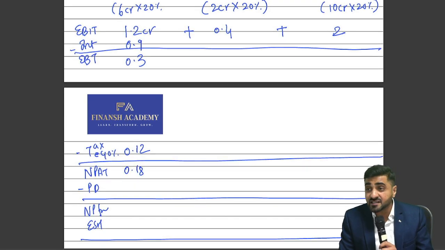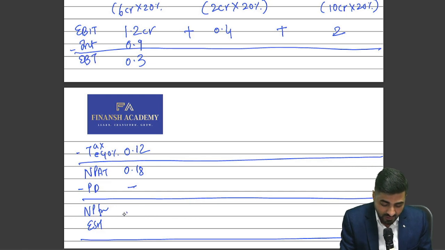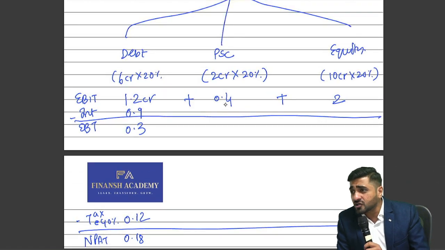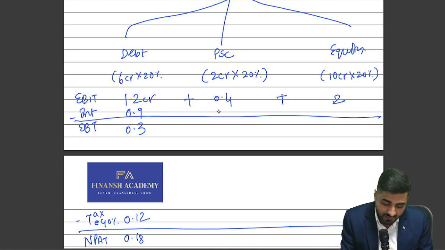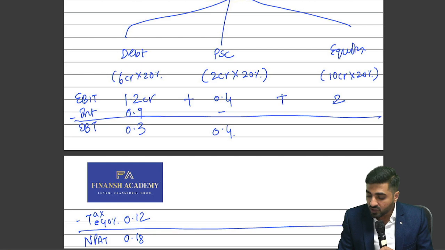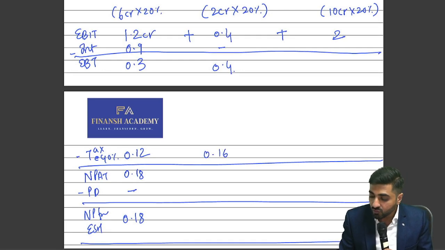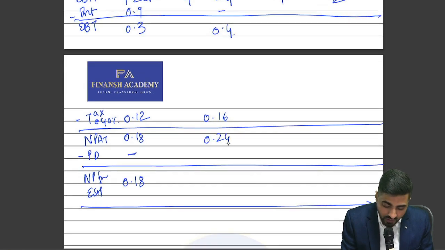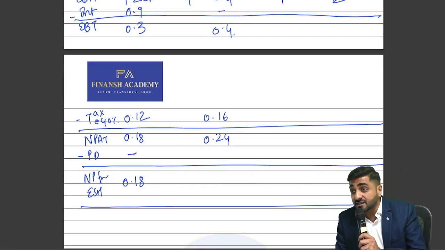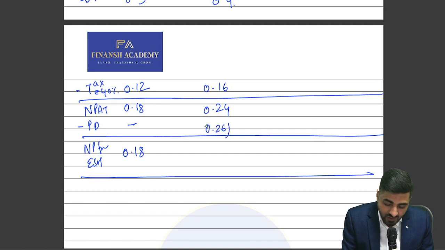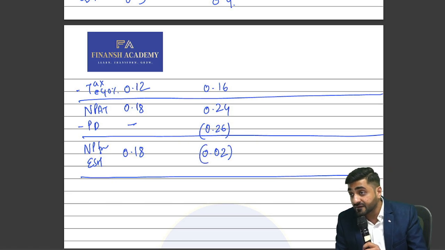Do you pay any preference dividend to the debenture holder? It's going to be 0. Preference share capital. Do you pay any interest or do you pay preference dividend, beta? Preference dividend. What's the tax? 0.4 into 40%. 0.16. Can you give now? It is 0.24. Do you pay preference dividend? Come on, yes or no? Yes, sir. What is the amount of the preference dividend? 0.2. So give me net profit for equity shareholders. 0.04. It's going to be negative, 0.02.